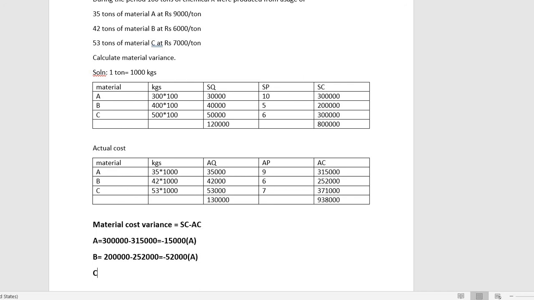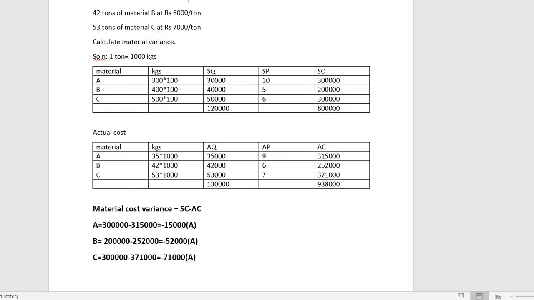For material C, standard cost of material C is 3 lakh. Actual cost is 3,71,000. That is 3 lakh minus 3,71,000. Again, this is also adverse variance. Minus 71,000 difference. Adverse variance.